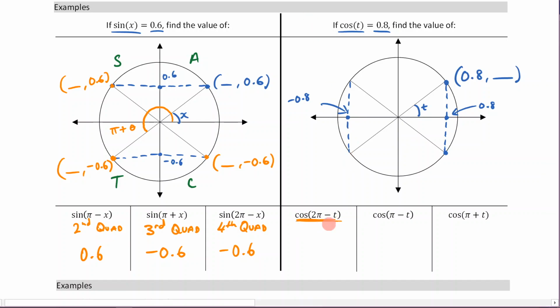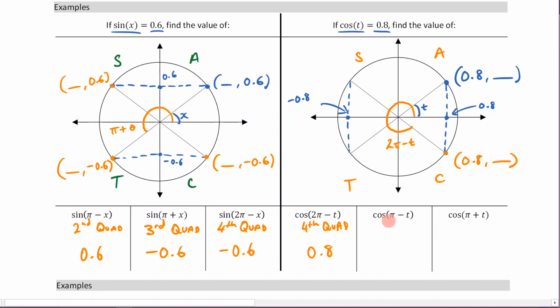What quadrant is that referring to? Hopefully you can immediately say that's my fourth quadrant. Is cos positive in my fourth quadrant? You could think of S-A-S-T and immediately go yes. Or you could think of this and say, yes, it is positive because I'm over here. So what we're doing is we're going right around here, and that is 2 pi minus t. That's how I get there. So that means this is positive. It's just going to be 0.8 because the coordinate here is going to be 0.8 something.